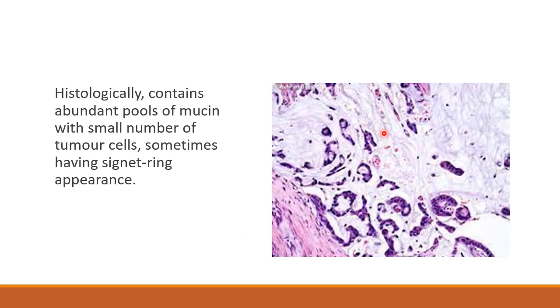And histologically, you can see these abundant pools of the mucin, that is the extracellular part of the mucin, with a small number of tumor cells that are floating in the mucin pools. And you can also sometimes have signet ring appearance.